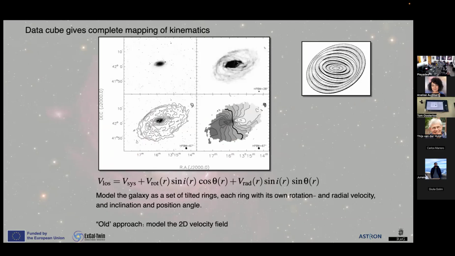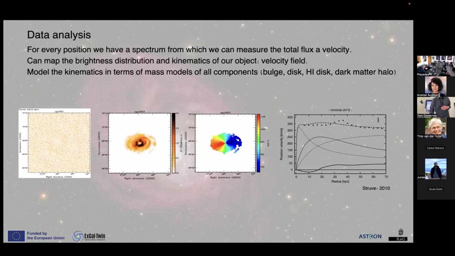One aspect is, of course, to do the kinematics. And we want to translate, like in this case, this is the velocity field. From this velocity field, we want to get this rotation curve, and the rotation velocity is a function of radius from the center. And then we model with the optical disk, the H1 disk, and the dynamical model. So how do we go from this velocity field, from the kinematics, to these rotation curves?